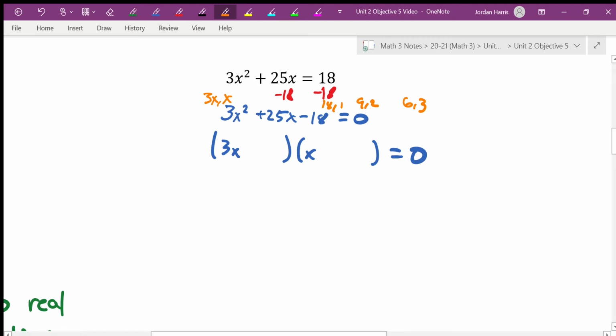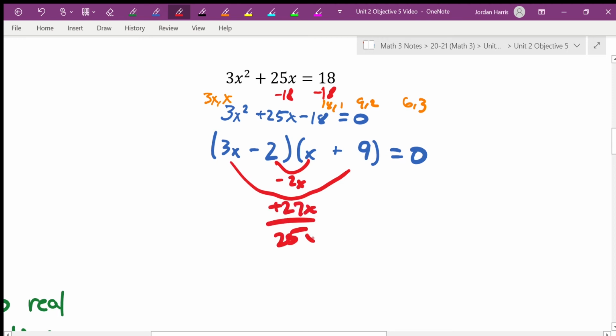Oh, but it's negative. So one of them is going to be positive, one of them is going to be negative. So 3 and 9 makes 27. I take away 2. That does indeed make 25. So I'm thinking that's the one I'm going to use. I want the bigger one to be positive in this case, because it has to be a negative, so 1 must be negative. And I want a positive middle term. So let's check. Negative 2x plus 27x makes positive 25x. It worked. We got it.